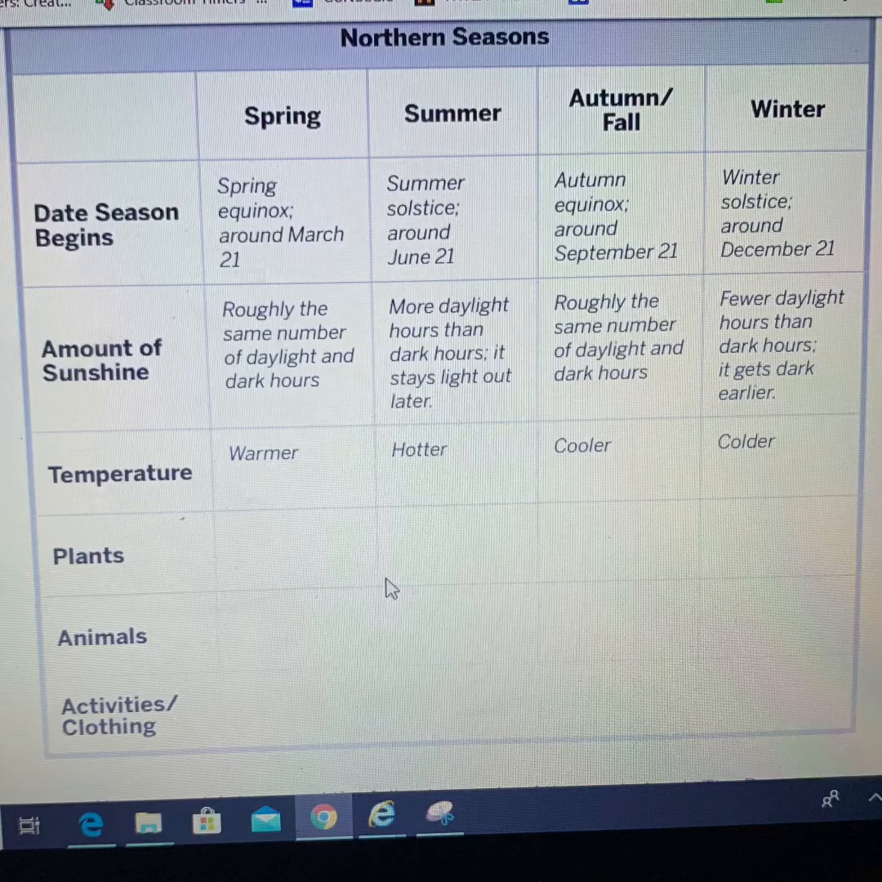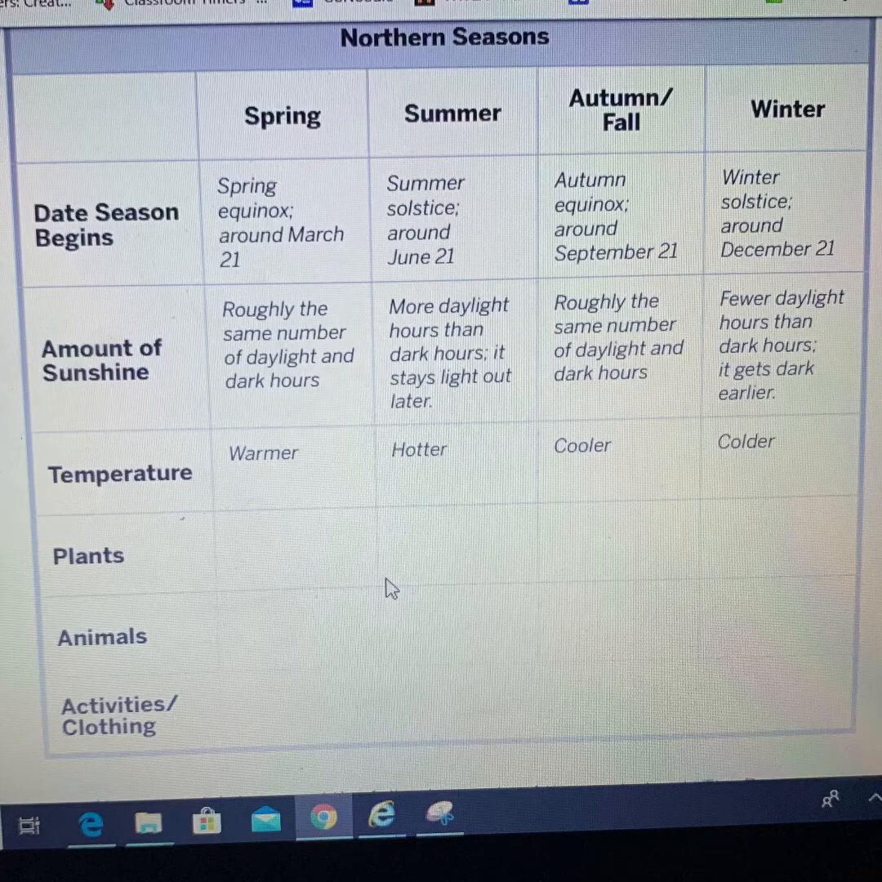Let's go ahead and fill in our chart. We just heard that spring starts around March 21st. Summer solstice begins around June 21st. Autumn equinox starts around September 21st, and winter solstice starts around December 21st.